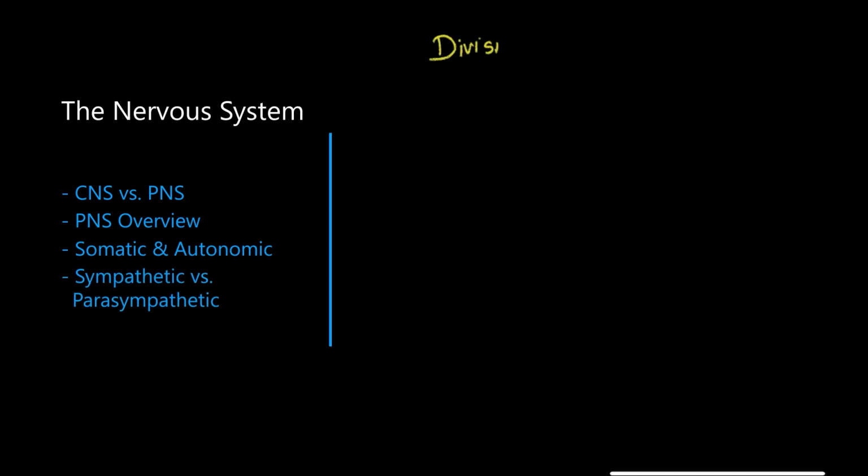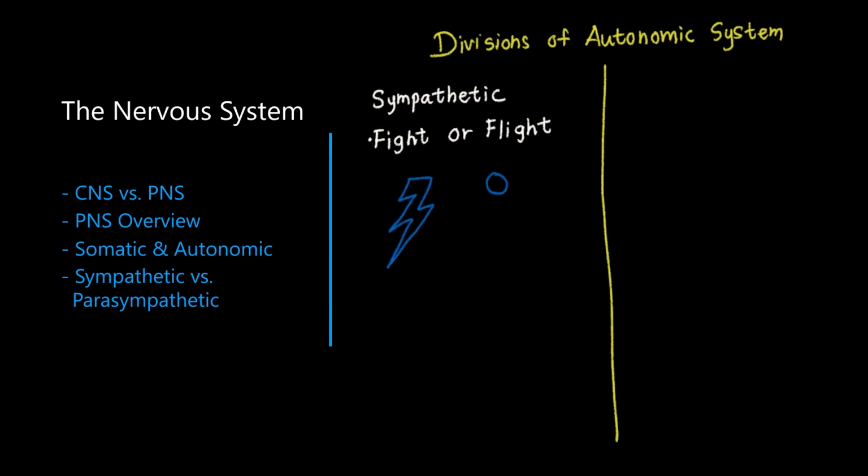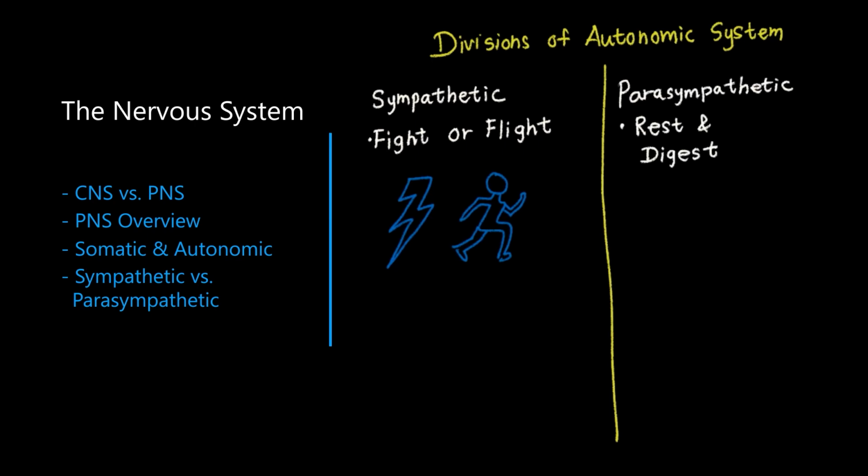But we can go even one level deeper. The autonomic nervous system is further divided into two opposing branches. The sympathetic division is your fight or flight system. It prepares your body for intense physical activity. Imagine you're being chased by a dog. Your sympathetic system kicks in. Your heart rate skyrockets. Your breathing becomes rapid. Your pupils dilate. And adrenaline is pumped into your bloodstream. It gets you ready for action.